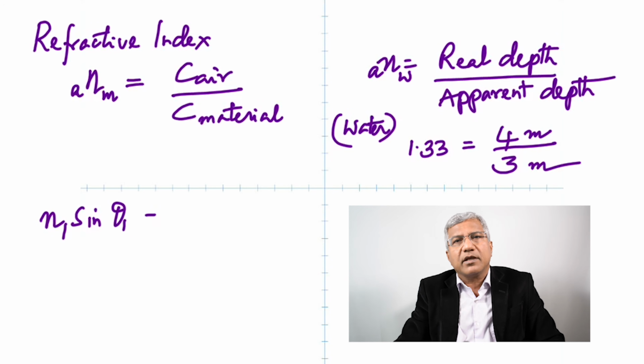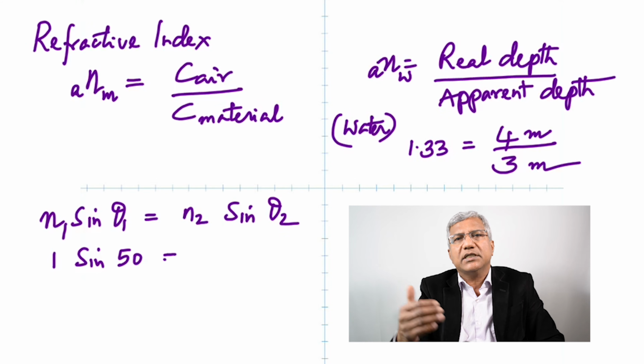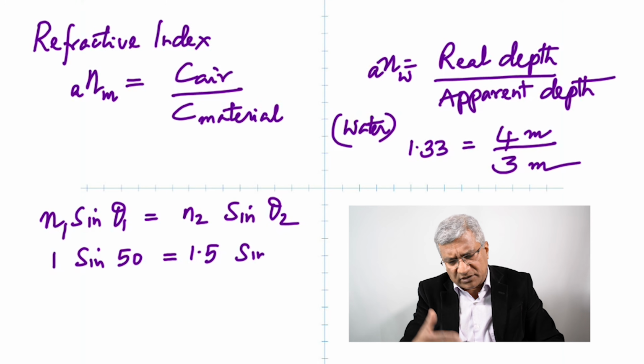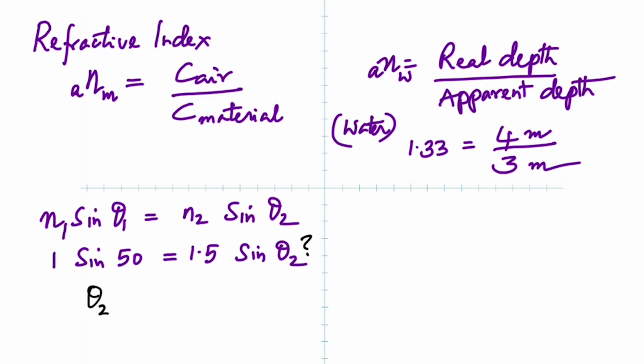There it is. The third method of calculating refractive index is using Snell's law. N1 sine theta 1 is N2 sine theta 2. Here's a quick example. It's going from air into some material. I think I took glass because I gave you the refractive index as 1.5. So if it's going from air into glass and the angle of incidence is 50 degrees, can we find the angle of refraction? Easy. Just 1 sine 50.